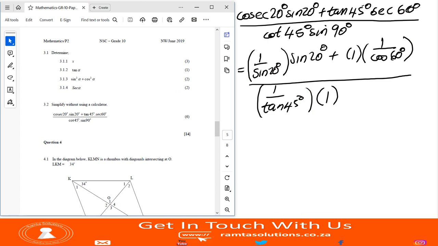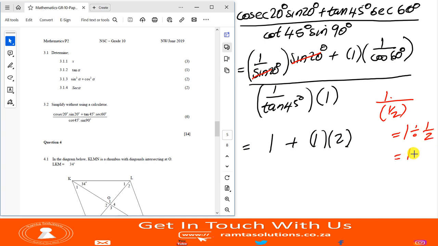So what you are seeing now is that sine 20 cancels with sine 20. It means here you are left with 1. Now, what is cos 60? Cos 60 is basically 1 over 2. But this is 1 divided by 1 over 2. Therefore, it will be 2. Remember, 1 over 1 over 2 is similar to 1 divided by 1 over 2, and this is 1 multiplied by 2. Hence, it's 2.